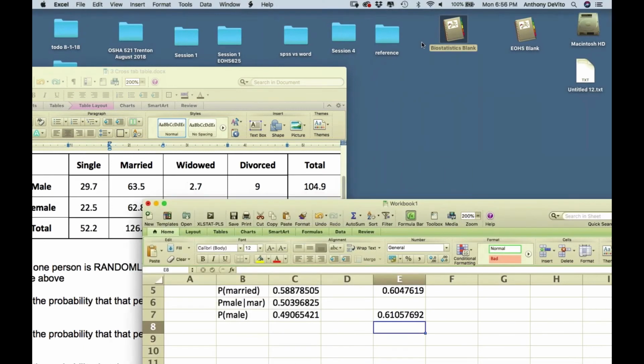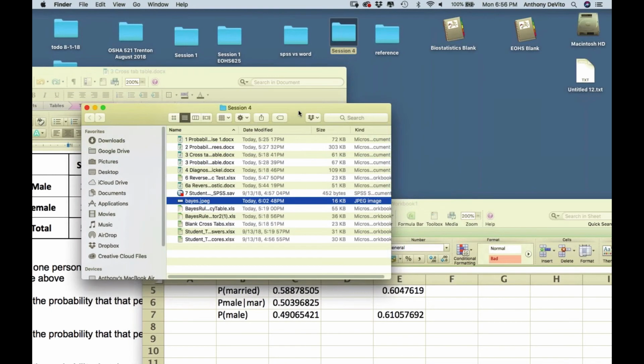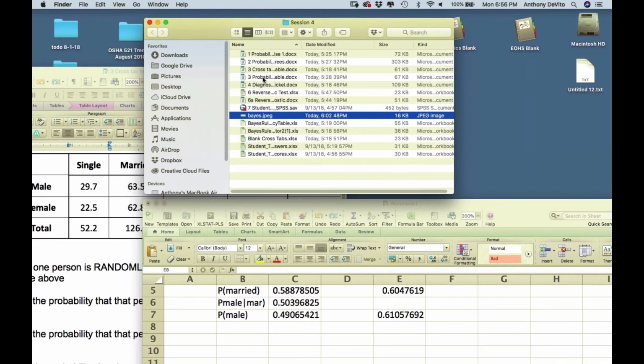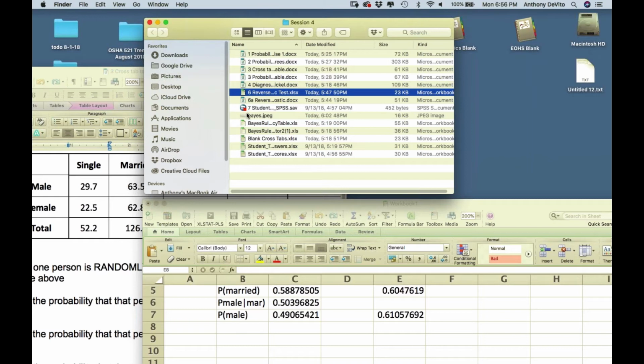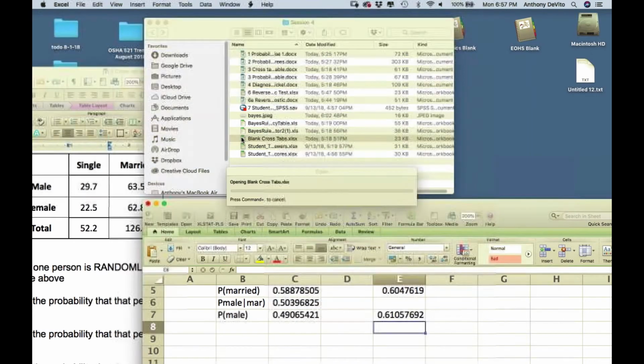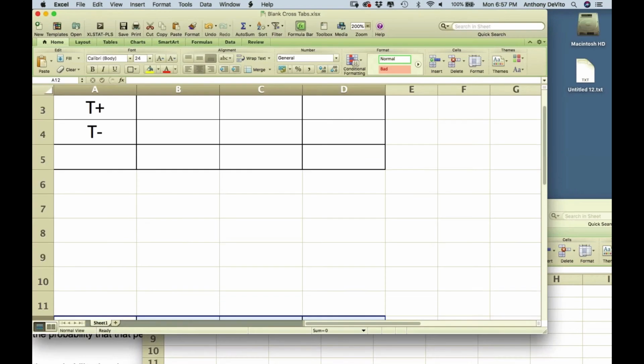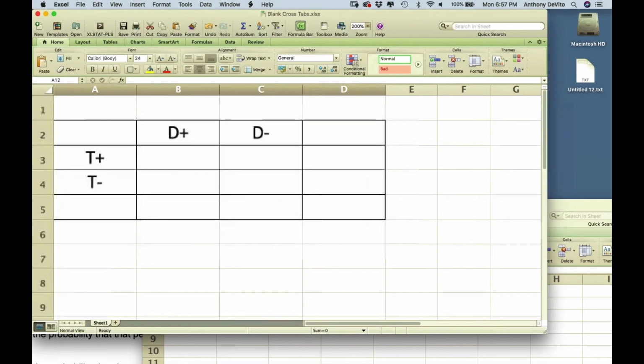Okay. And if you go onto Blackboard, or you could actually just open up Excel, you don't necessarily have to go onto Blackboard. If you go onto Blackboard, you'll find an Excel file called blank crosstabs. It looks something like this. Or you could just make that up. You don't need the shaded boxes and outlines and stuff like that.